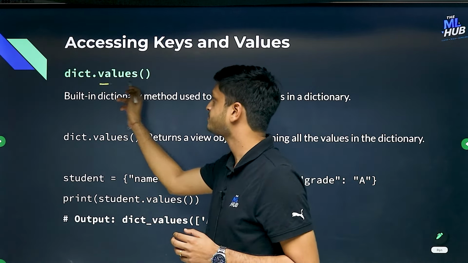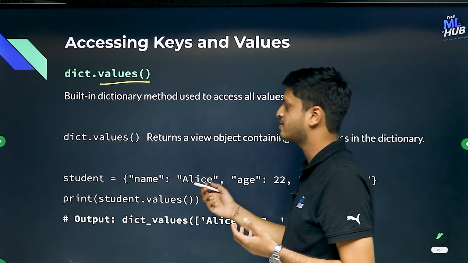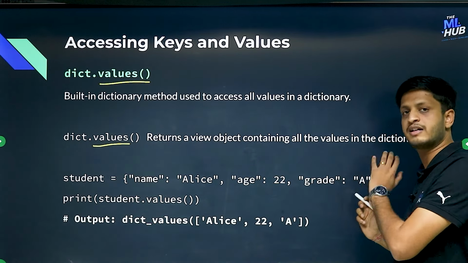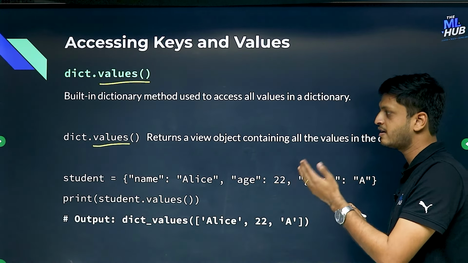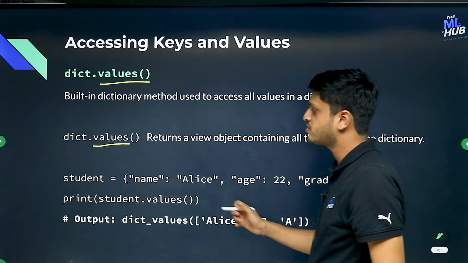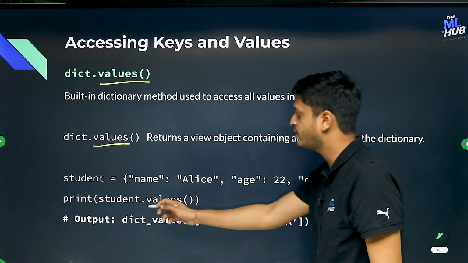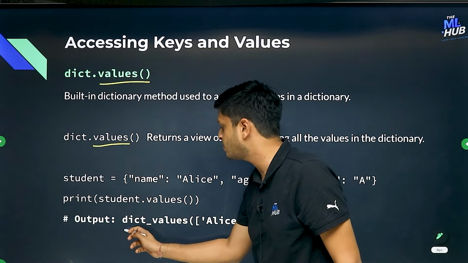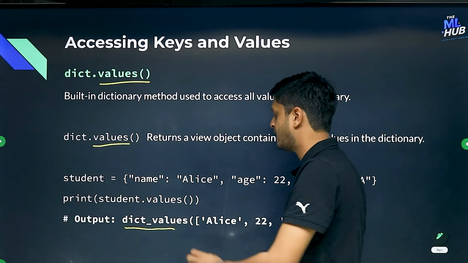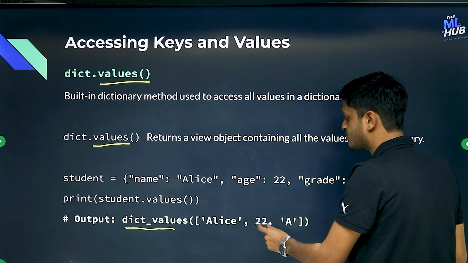The function is dot values. It is a built-in dictionary method used to access all the values in a dictionary. The syntax is very simple, dict.values, and it returns a view object containing all the values in the dictionary. Keys gives you keys, values gives you values, in whatever order the elements are present, okay? So if again you have the same dictionary, name Alice, age 22, grade A, and you print student.values, it returns a dict values type object. It is just a view on dictionary values. The values in the dictionary are Alice, 22 and A.